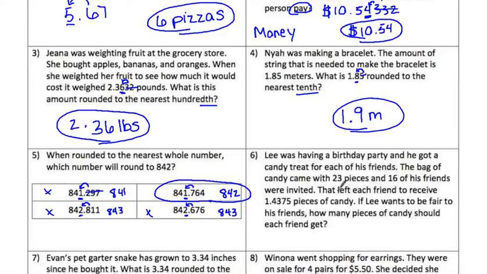Number 6, Lee was having a birthday party, and he got a candy treat for each of his friends. The bag of candy came with 23 pieces, and 16 of his friends were invited. That left each friend to receive 1.4375 pieces of candy. If Lee wants to be fair to his friends, how many pieces of candy should each friend get? So I'm actually going to round to a whole number in this case. The whole number is 1, and I look behind with the 4. The 4 can't round it up, but if you think, I don't have enough to go around and give all of my 16 friends another piece, so each person is only going to get 1 piece of candy.